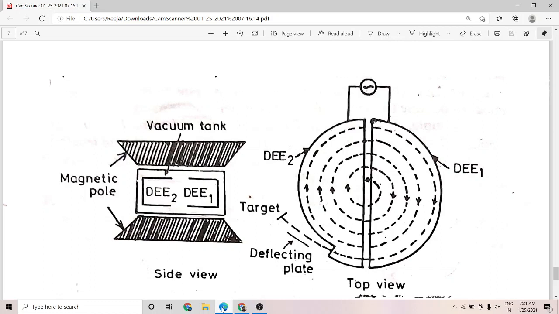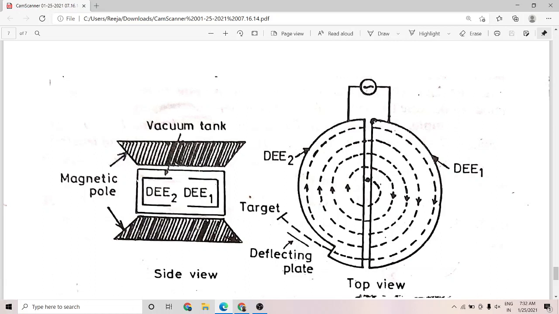Now this essay I have divided into 4 or 5 portions. The first part, the construction of the cyclotron. The second part is theory and working. The third part, the final energy acquired by the ion in the cyclotron. Fourth part, the condition required for the cyclotron to work properly. And the fifth part, limitations of the cyclotron. So, all these points must be included in your essay when you attempt it for the university exam. So, let us begin with the construction of the cyclotron.